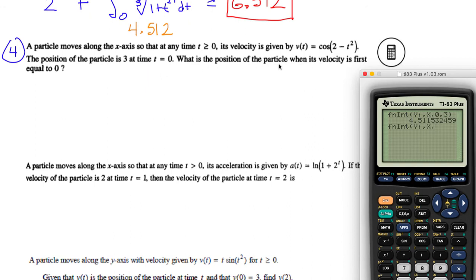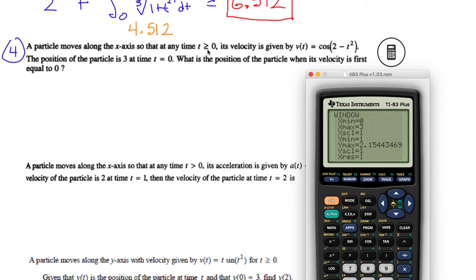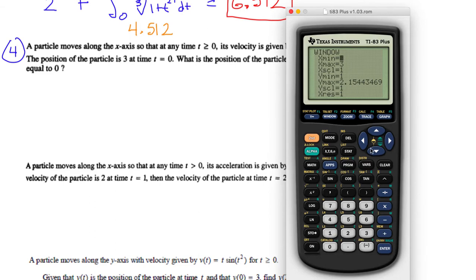What is the position of the particle when its velocity is first equal to 0? Darn it. We need a graph for this one. Okay, so window, we don't know. It's bigger than 0, but I don't know, so I'm just going to randomly choose a number. I don't know, 10? Sure, and then I'm going to do zoom 0.